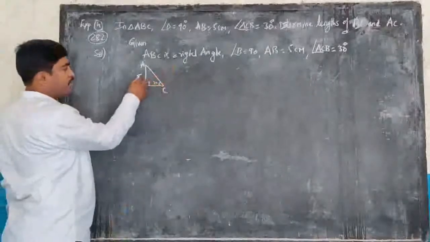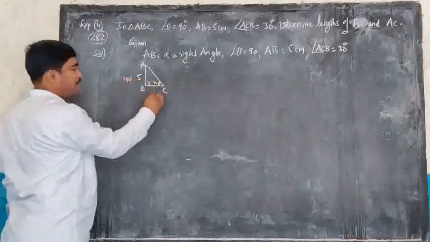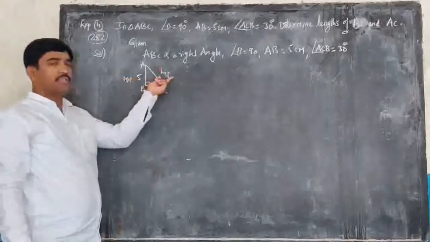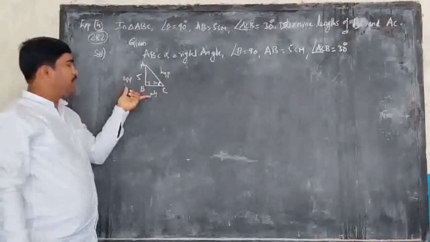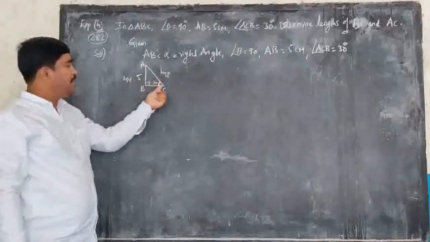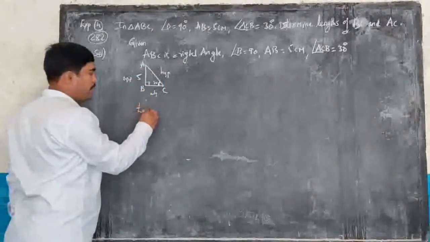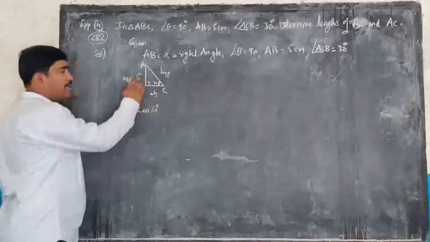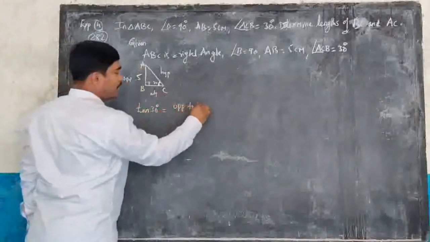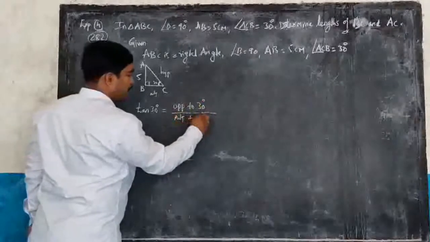Now, here, if you observe, with angle C, this will be the opposite, this is the adjacent, and this side will be the hypotenuse. Now, for angle C, opposite side AB is given. So, I will go for tan. So, tan 30 from figure ABC. Tan 30 is nothing but opposite to 30 degrees by adjacent to 30 degrees.